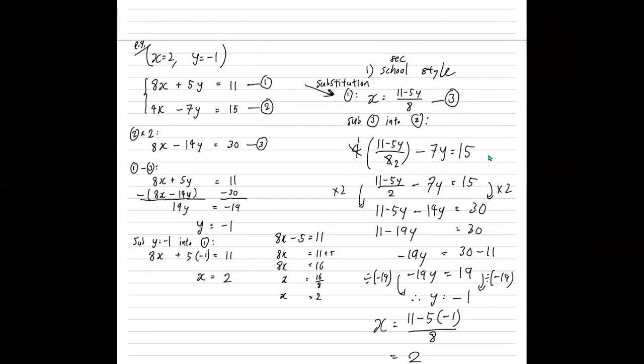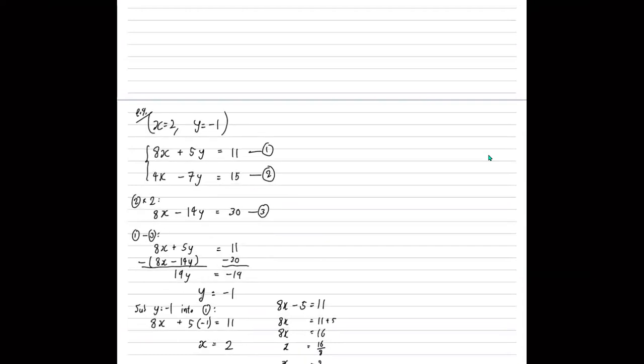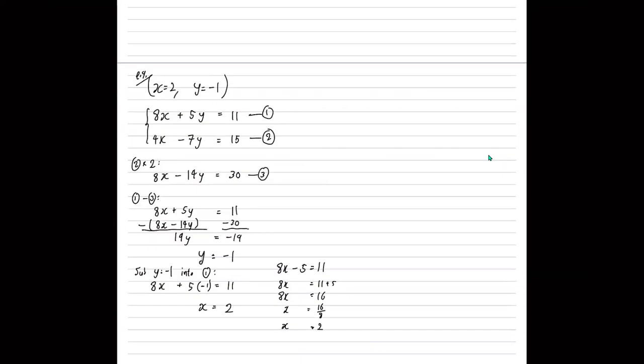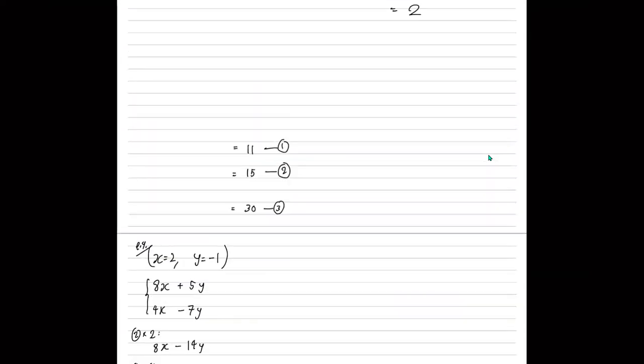Okay, now we're gonna copy and paste the entire working. This is lesson part 2 of the lesson. We're gonna be a bit more systematic here. What did I say? Remove the letters, coefficient remains. So notice how I usually write very messily, but this time I was very precise.